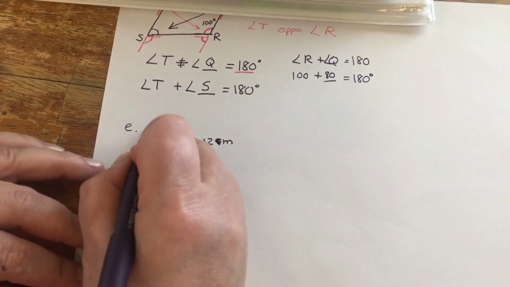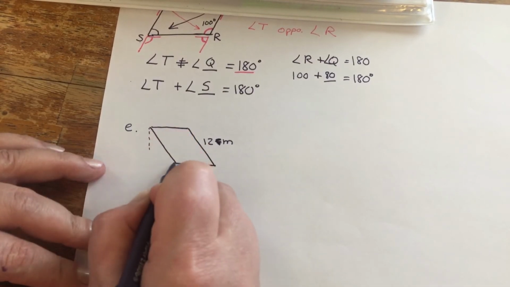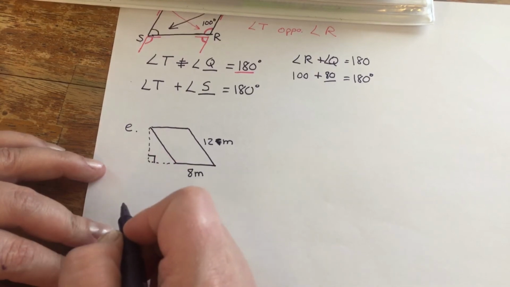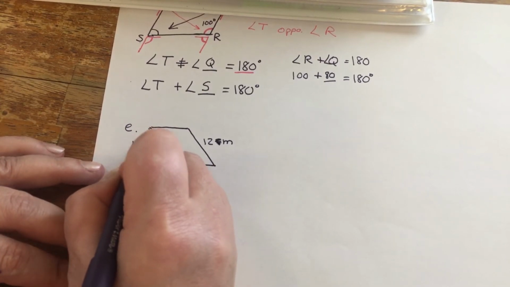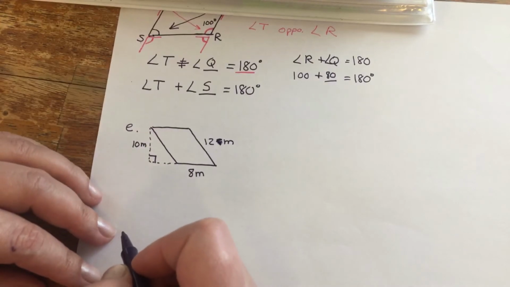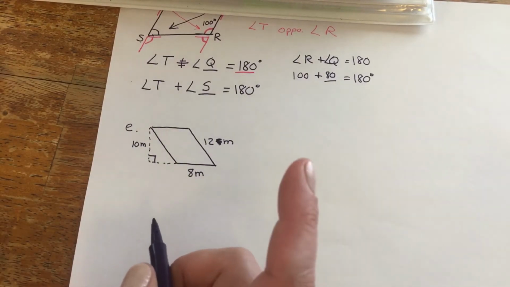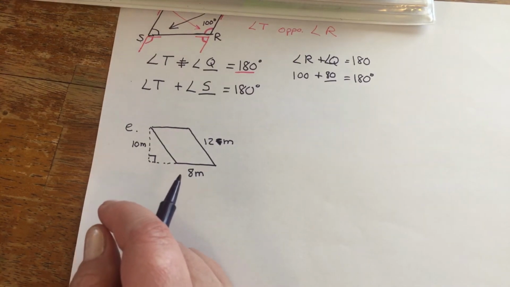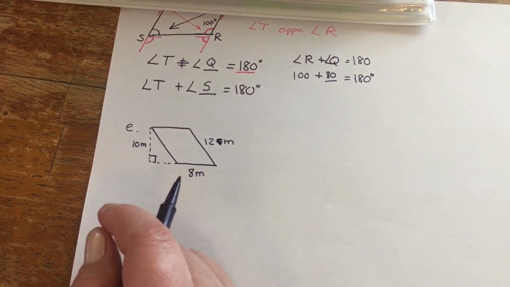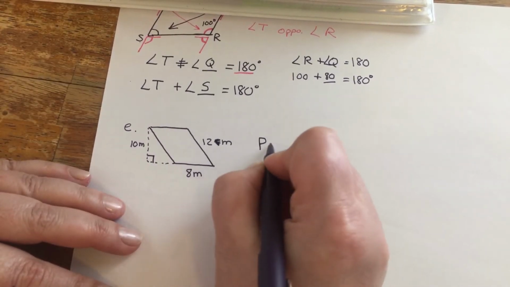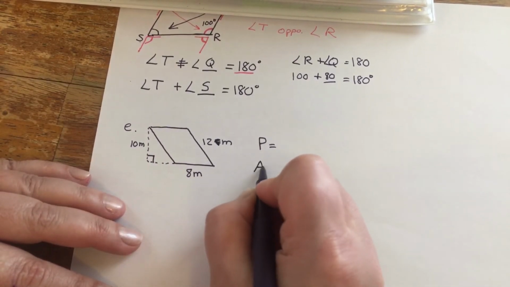And then it's telling us the dashed line. Remember the dashed line? The dashed line is always the height, forms a perfect square. And it's telling us that this is 10 meters. So what's the formula for finding the area of a parallelogram? Because it says in E, calculate the perimeter and area of each parallelogram. So we need to find the perimeter and we need to find the area.